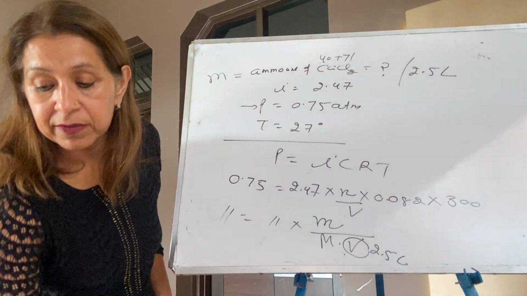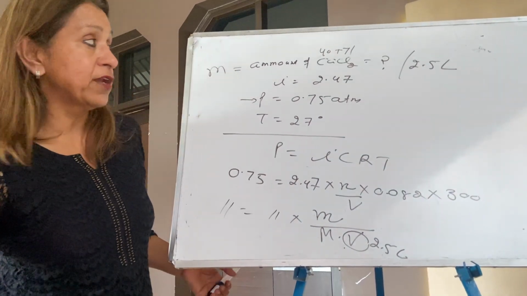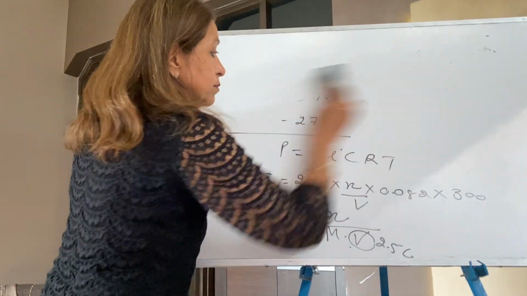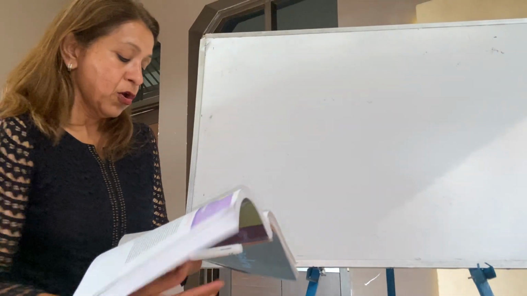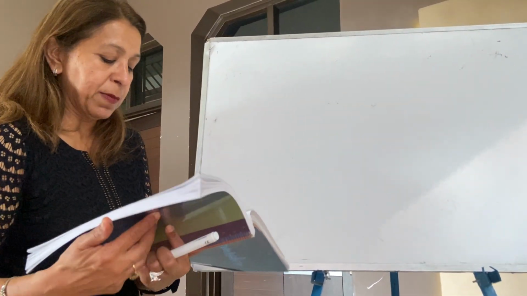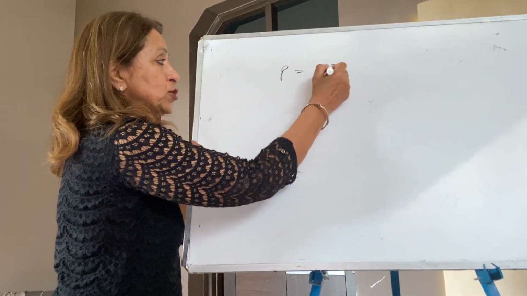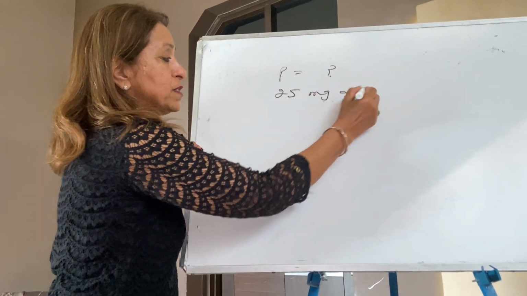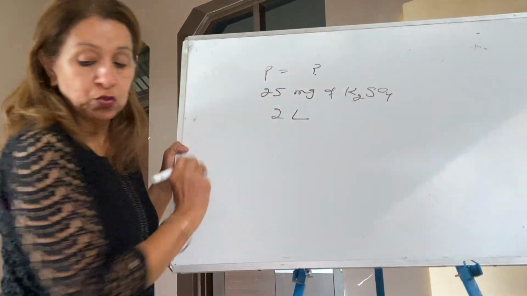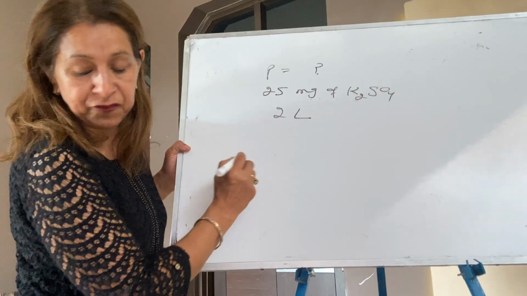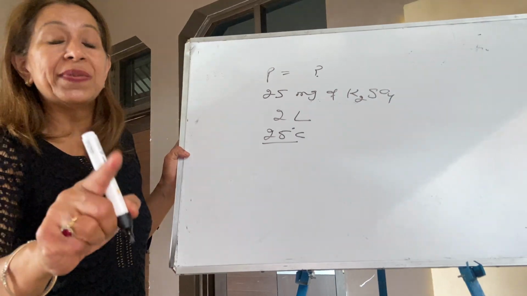Next numerical is 41. Determine the osmotic pressure. Again they are saying determine the osmotic pressure. I will take 3 numericals of this topic. Determine the osmotic pressure by dissolving 25 milligram of potassium sulfate. This is the last numerical and it is dissolved in 2 liter water at 25 degree. At the end it is written, assume the solution is completely dissociated.